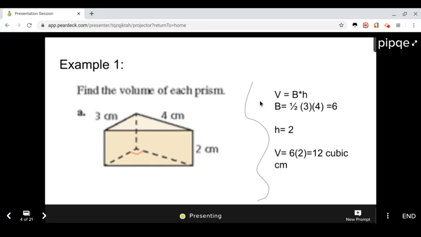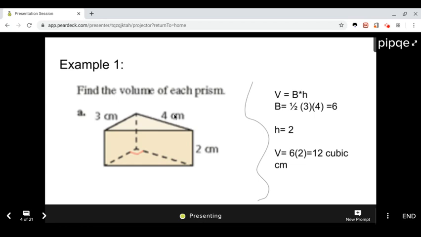But here I'm finding the base first, and then I'm going to go ahead and multiply it by the height. So 1/2 times 3 times 4 equals 6. The height is given to me, which is 2. And then I'm just going to go ahead and multiply both of those. So 6 times 2 equals 12 cubic centimeters.